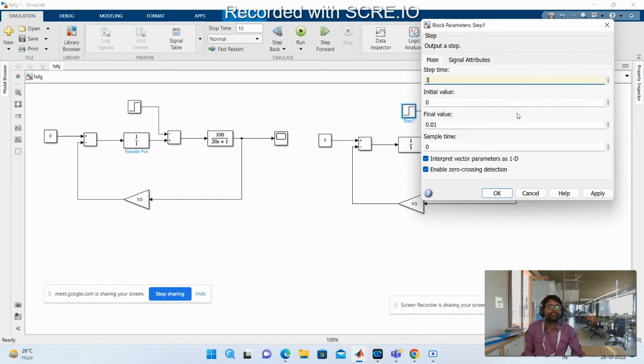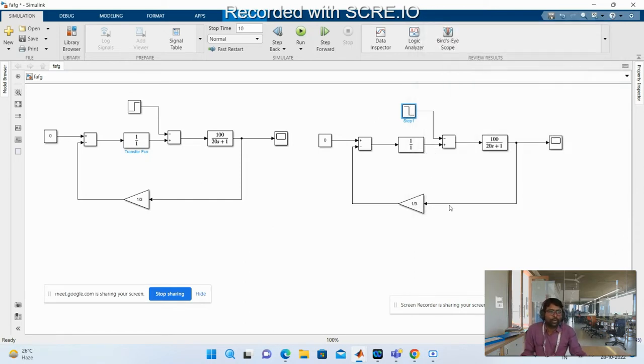Anything else? The final value. What's the final value? Minus 0.01, perfect. Minus because it is decreasing, decreased by 0.01 per unit. That's it. Apply. Now we are going to simulate it.